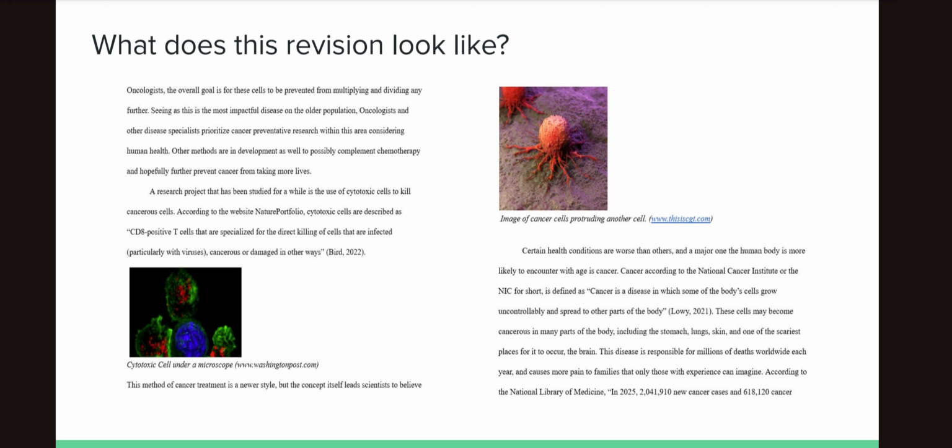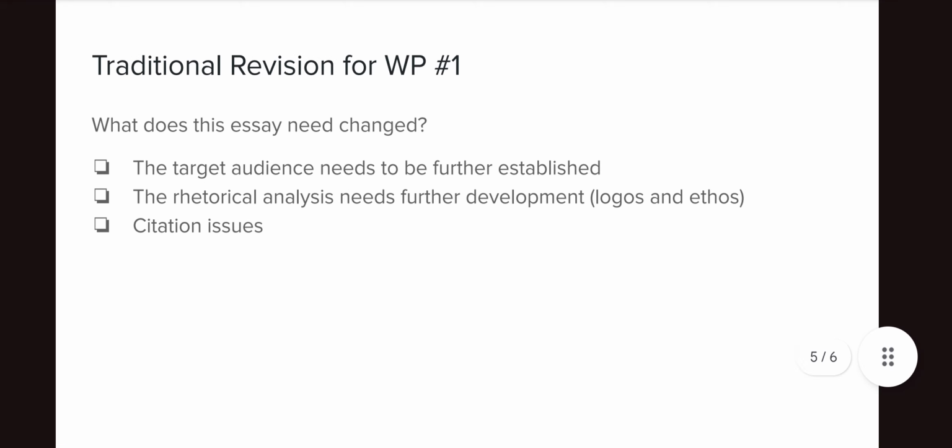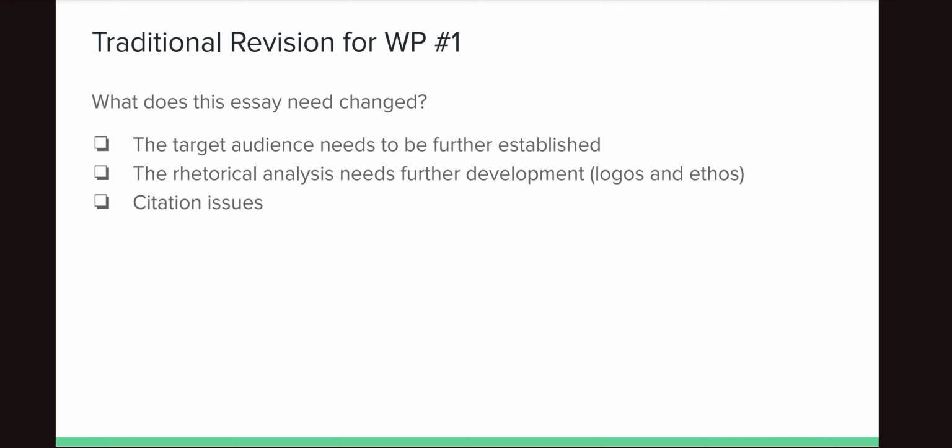And then the rhetorical analysis needs further development, and that consists within the logos and ethos of the essay. And that just means that I need to add more detail pertaining to the author and also add more detail pertaining to my evidence. I don't want to just present both of them. I want to speak about both of them in a way that my audience understands. And then I have a couple of citation issues that need fixed, so I plan on fixing those.